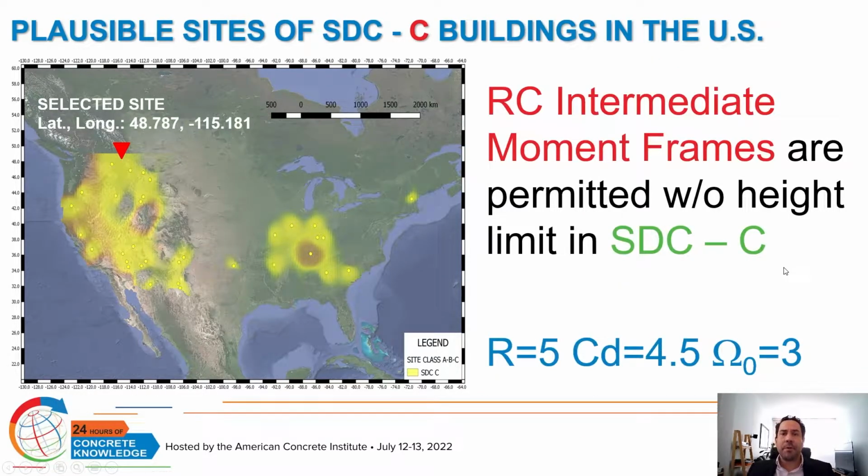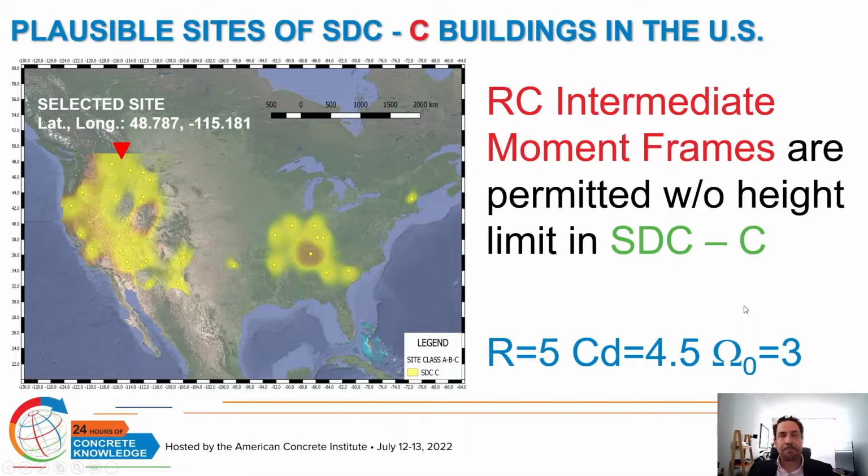The reinforced concrete intermediate moment frames are allowed to be used in seismic design category C without any height limit. On the left-hand side, we have some plausible sites within the United States of America, and we selected a site in Montana for further study. According to ASCE 7-16, the seismic design coefficients are R equal to 5, Cd equal to 4.5, and omega 0 equal to 3.